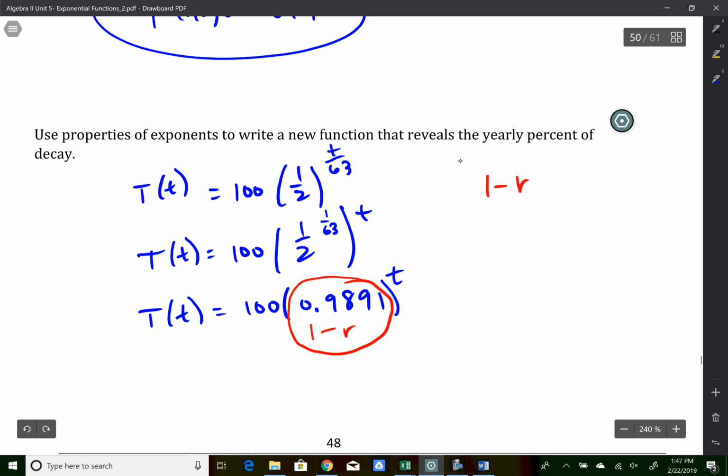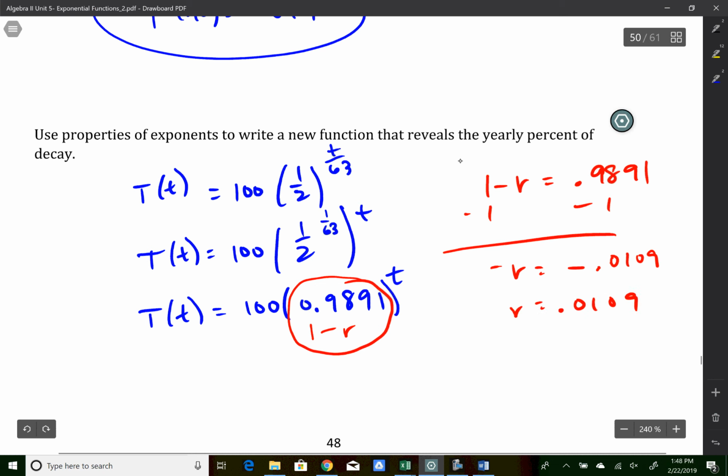So I could say 1 minus r equals 0.9891, subtract 1 from both sides. Negative r is equal to negative whatever that is, 0.0109. So I can say the rate is 0.0109, or the rate as a percent is 1.09%. That's my yearly rate.